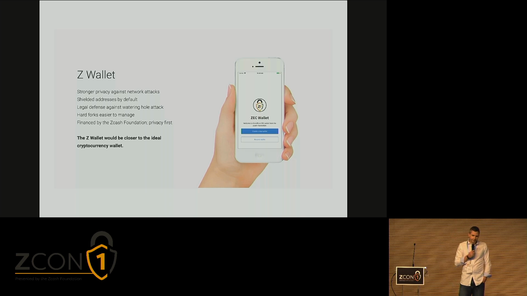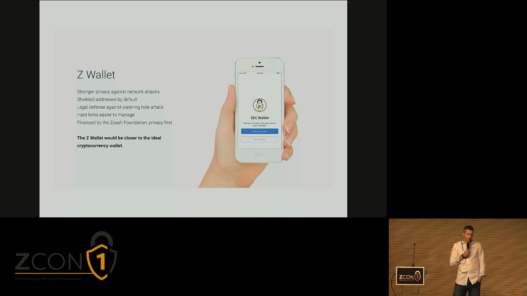One of the key criticisms, I think, of Zcash is that you've got these transparent addresses, and so you don't have privacy by default. But of course, if you're creating a wallet, then by default you can define the behavior of those transactions, and so of course we would just make everything shielded.